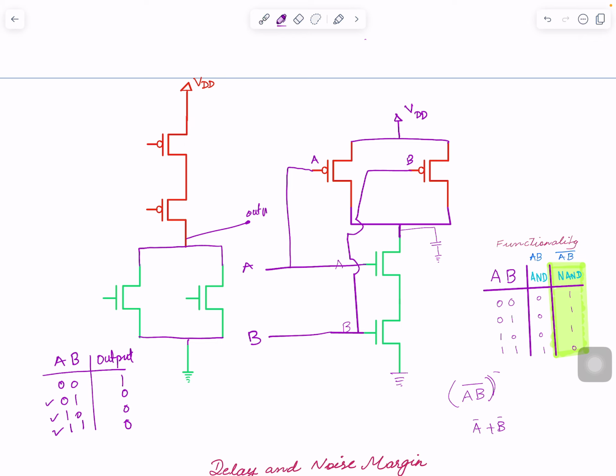Do you remember which gate gives a functionality like this? Yes, you're right. It's NOR. If you don't remember, OR is always whenever one of them is 1, output will be 1, and 0 when both are 0. And NOR is the opposite of that. So this is how from the function you create pull up or pull down, and then you complement it to get the other side. Okay, hope that was clear.